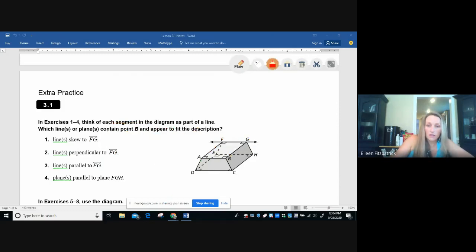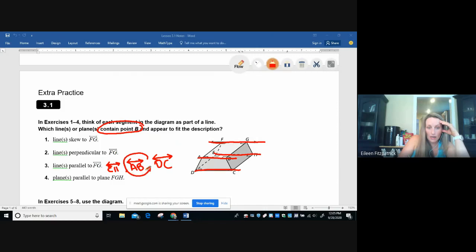All right. Okay, the next one, we want to find a line parallel to FG. So again, here is FG. Highlight all the lines that are parallel. So that's EH, that's AB, and that's DC. So we can write them all down. We said line EH, line AB, and line DC. Okay, but again, we only want the one that contains point B because that's what the directions tell us. So our final answer here would just be AB.